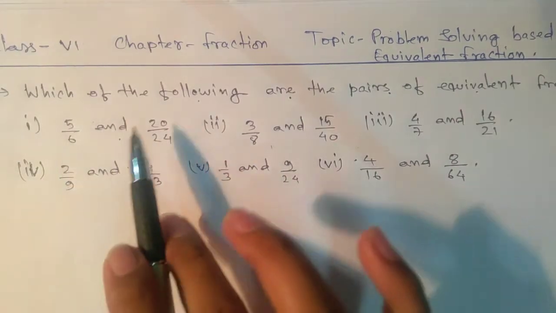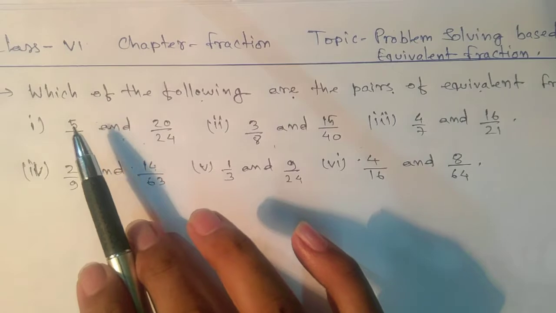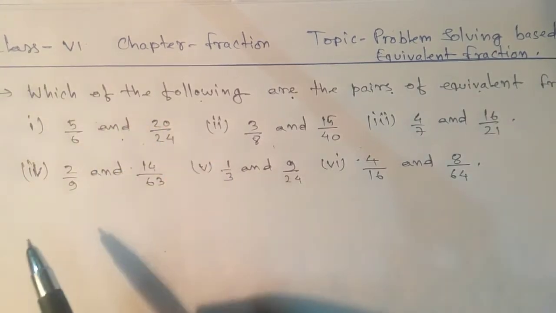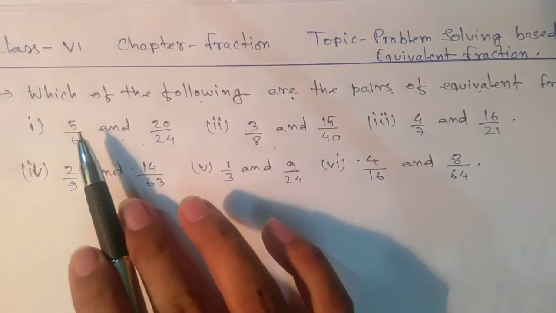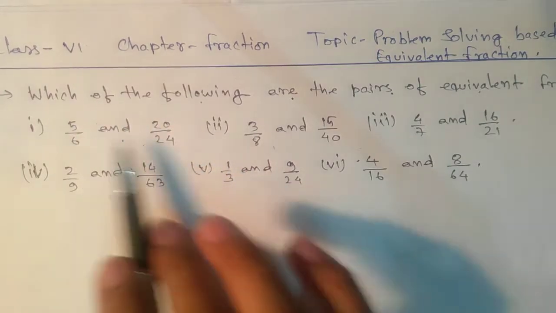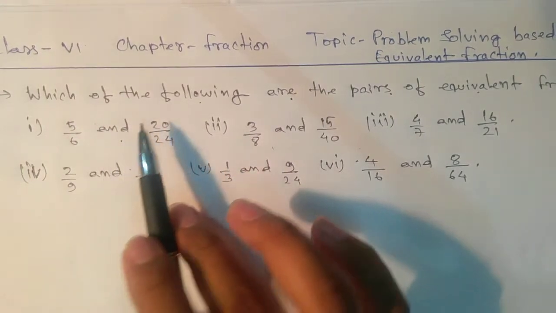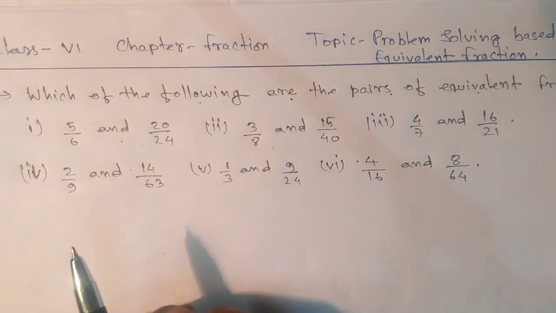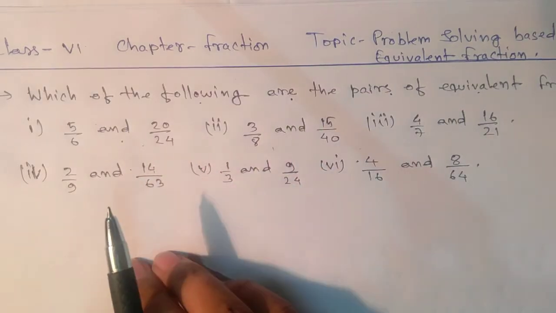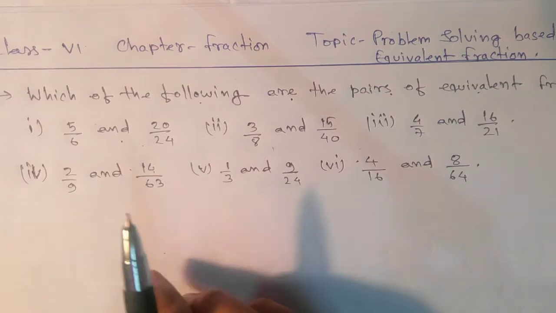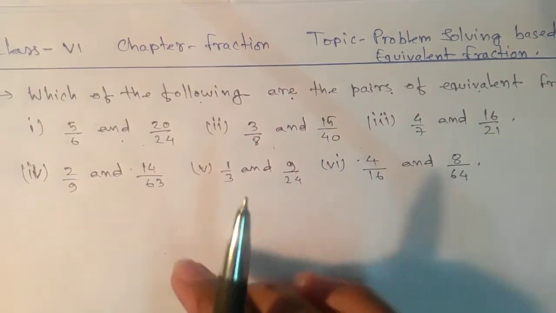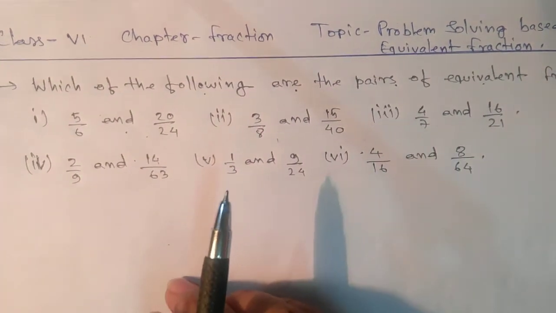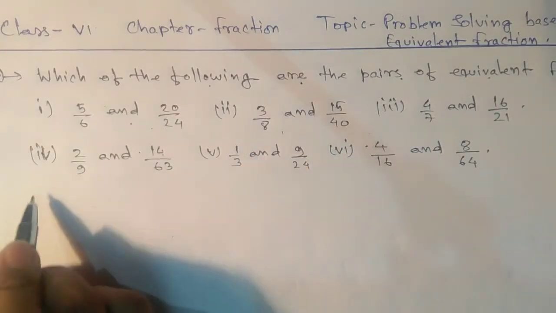So here you can see they are asking to check whether these two are equivalent or not. Equivalent means the numerator and denominator differ, but the values are the same, then they are called equivalent fractions. So I'm going to teach two methods. Whatever method you feel comfortable with, you go with any one of them. So first, let's see the first method.